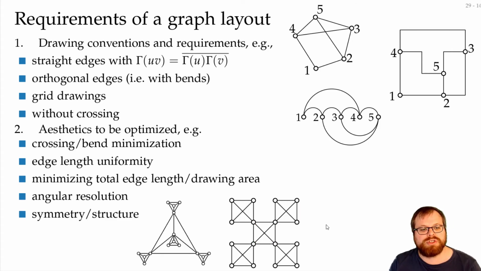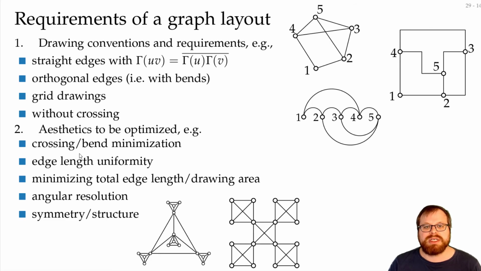Or we want to maximize the symmetry of the structure. And here we have a very nice example because this is a drawing where you don't have any crossings, but in this drawing you have 5 crossings. However, the symmetry and the structure is so much better than this one here, so I would prefer this one. But that is contradicting this crossing minimization here. So you can already see you cannot optimize all of them at the same time.